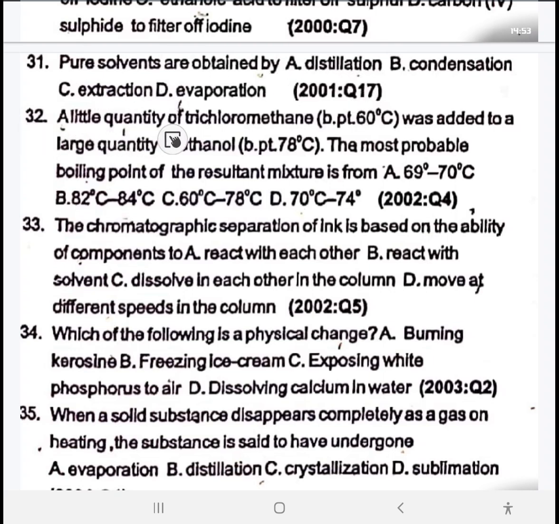32. A little quantity of trichloromethane with a boiling point of 60 degrees Celsius was added to a large quantity of ethanol, boiling point of 78 degrees Celsius. The most probable boiling point would be, here's how to go about this. If something has 60 degrees Celsius, and you add it to another thing with 78 degrees Celsius, naturally the mixture will give a temperature higher than their normal temperatures. So option B will be the correct answer, 82 to 84.